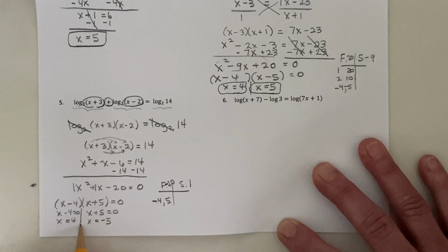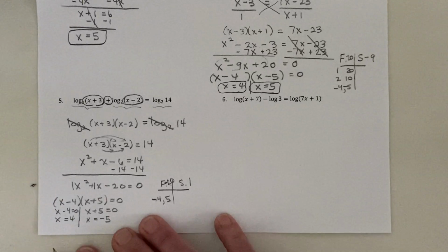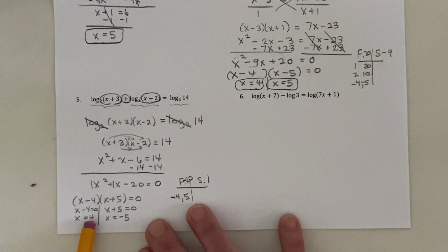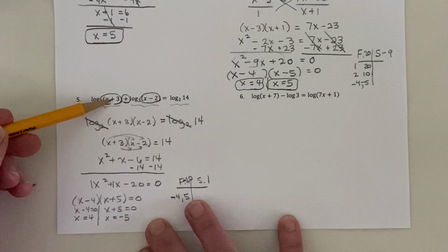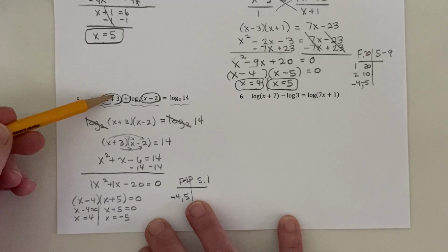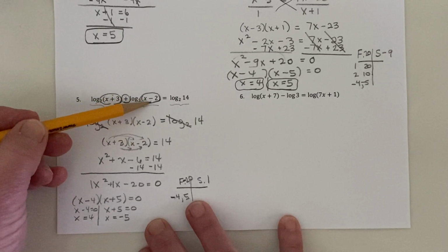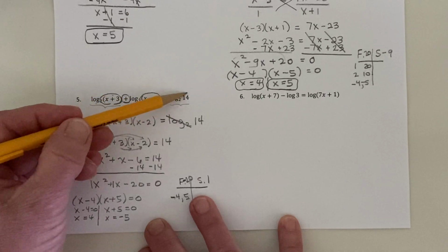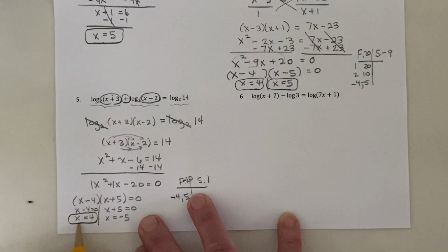At this point, before we box these both, we need to check them one at a time in the original problem. So let's start with the 4. Let's go back to the original problem. When you put 4 in for this x, you're going to add and get 7. 7's positive. The argument can be positive. When you put 4 in here and subtract 2, you get 2. 2's a positive number, so we're good. And this argument is already positive, so we're good. So x equals 4 is a solution.